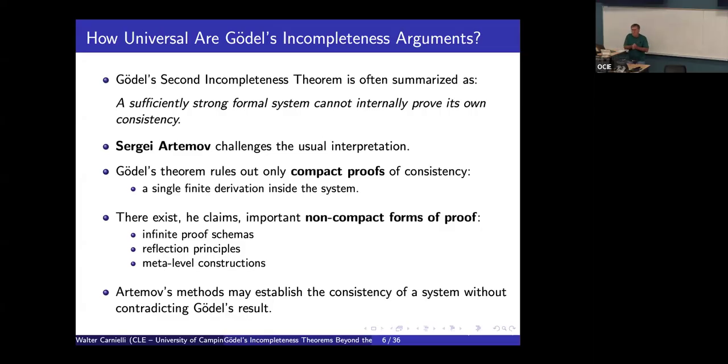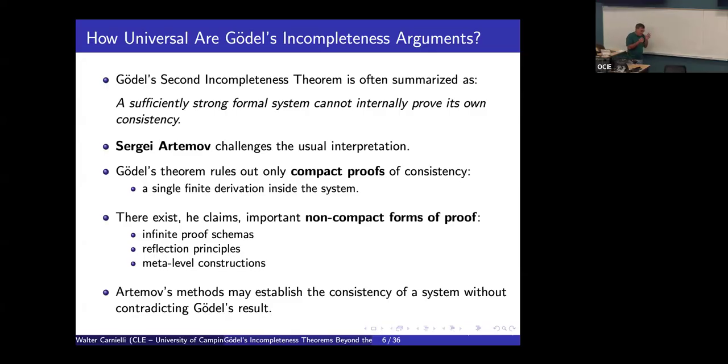If you go beyond this kind of simple compact proof, for instance, if you take into account infinitary proof schemas, reflection principles, meta-level constructions, then according to him, you can prove the consistency of arithmetic, if you take into account the possibility of this kind of non-compact proof. That's one criticism towards Gödel's theorem. He has been working in this way for a long time, and very convincingly.